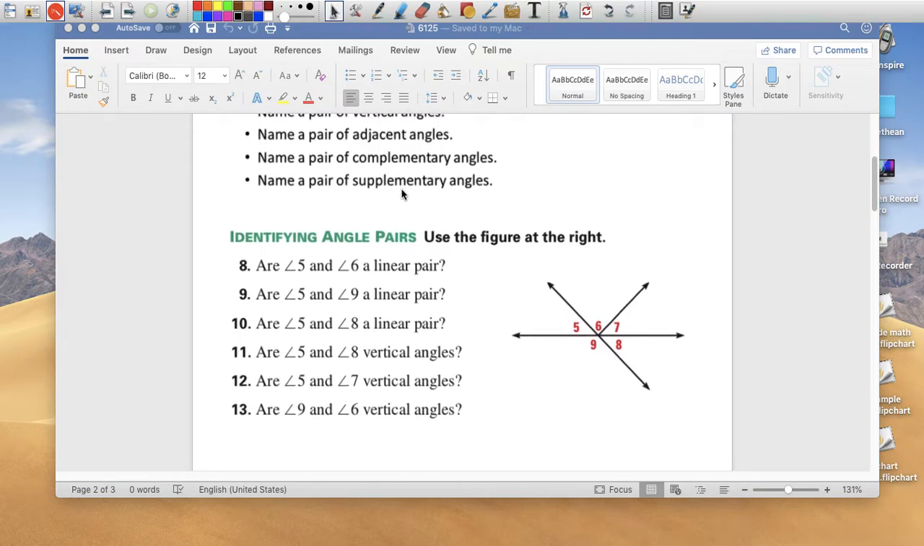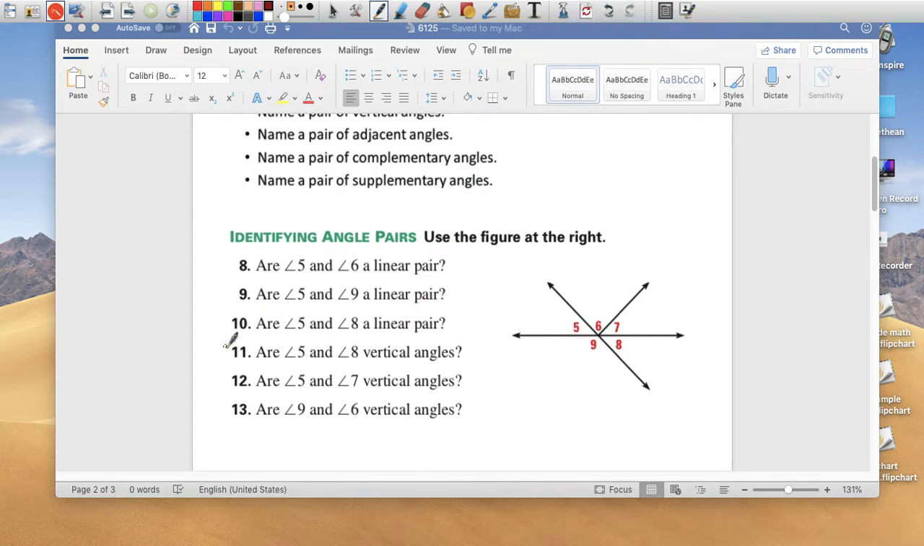So linear pair means they're side by side and they add up to 180. 5 and 6 are side by side, but they don't add up to 180, so that's a no. 5 and 9 are side by side, yes. And do they add up to 180? Does this look like 180? Yes, it is. That's a yes. 5 and 8 are not side by side, so we don't even want to talk about it. Actually, they're not a linear pair.